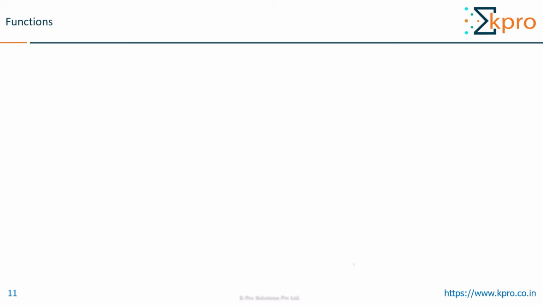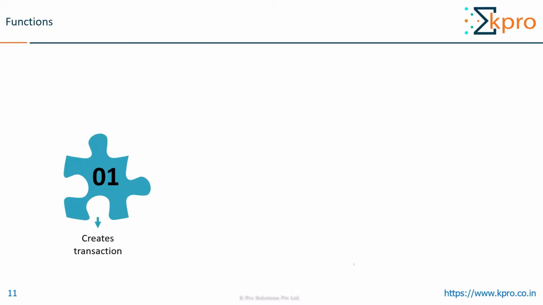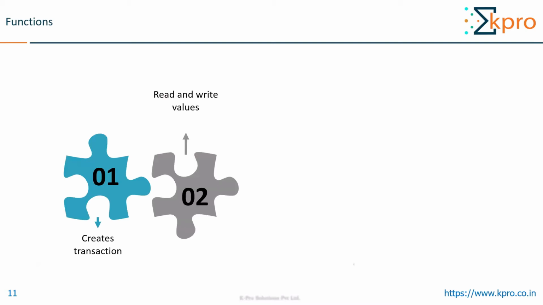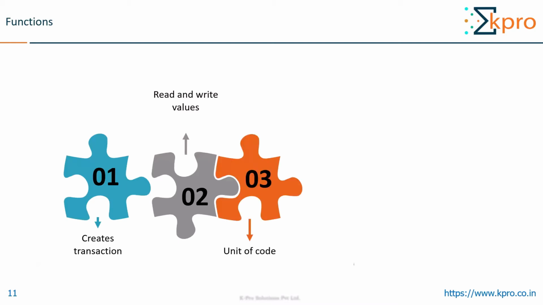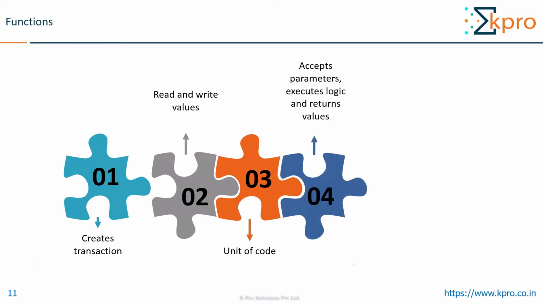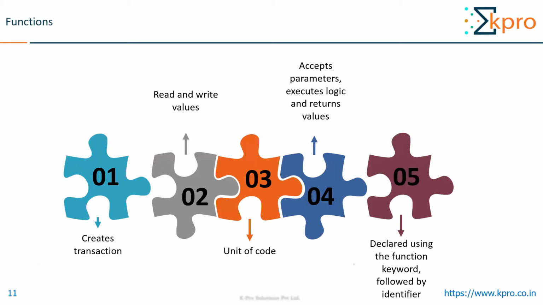Next, let us talk about functions. A transaction is created when a function in a contract is called or invoked. These are the mechanisms to read and write values from or to state variables. They are a unit of code that can be executed on demand by calling it. They can accept parameters, execute their logic, and optionally return values to the caller. A function is declared using the function keyword followed by the identifier. We have seen how we declare a function in the example that we have been using.